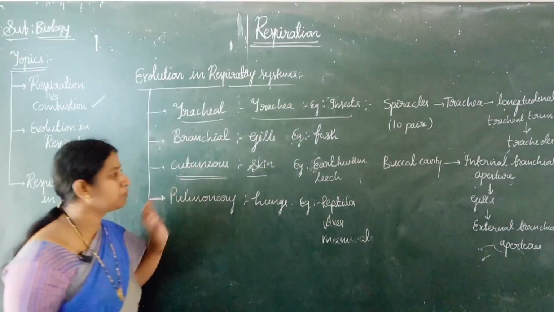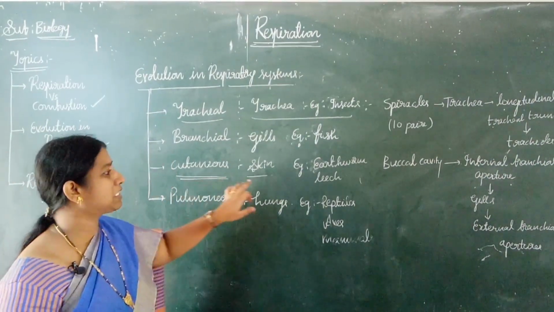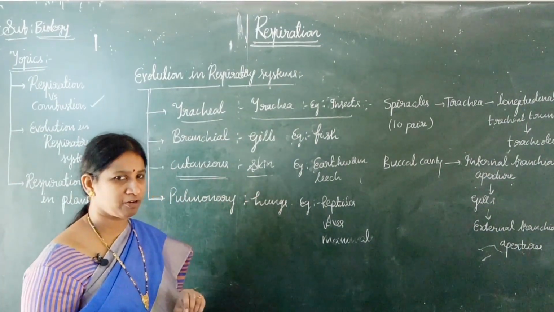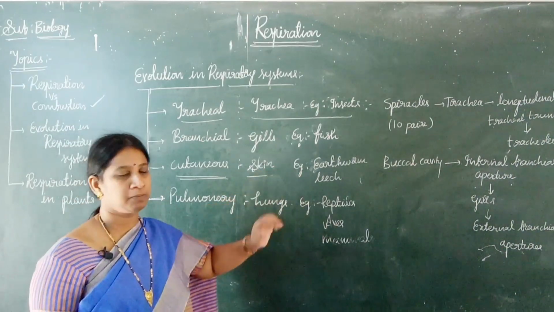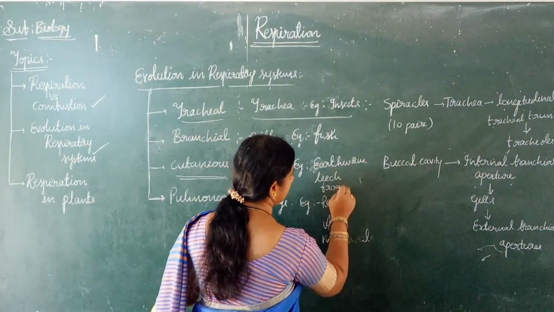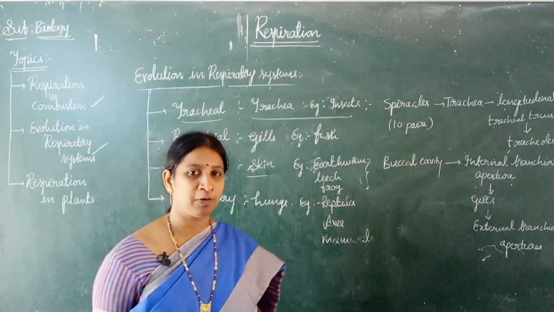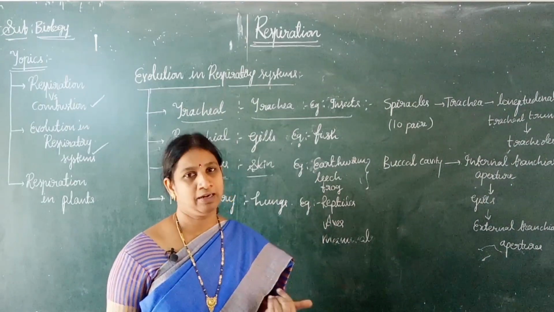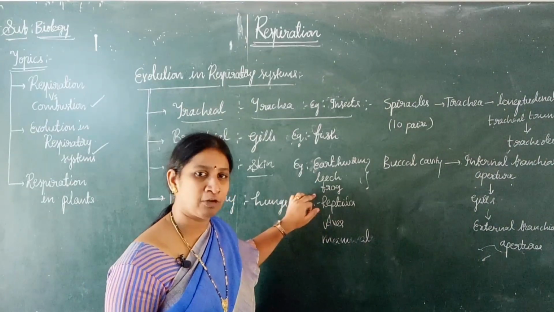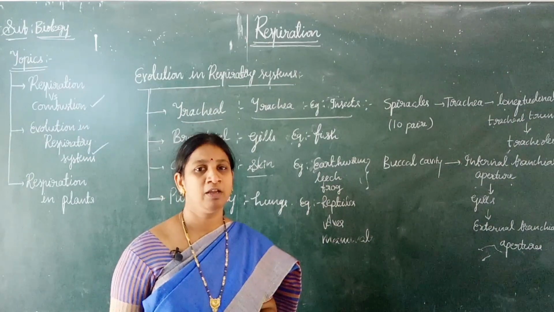So now let us move on to the cutaneous respiratory system. In the cutaneous respiratory system, the skin acts like a respiratory organ. As I said, earthworm, leech and even frog. The frog's speciality is that it is called an amphibian. Amphi means both. It can live in water and it can live on land. So it uses its skin also as a respiratory organ, using skin and lungs as respiratory organs.